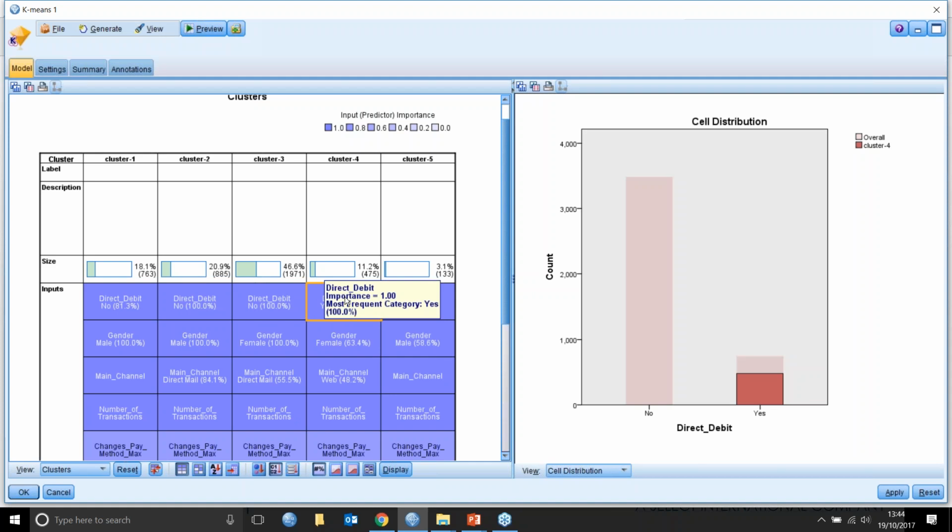Cluster group 4, 100% are using direct debit. And cluster group 5, they're all using direct debit, even though it's a relatively small number.